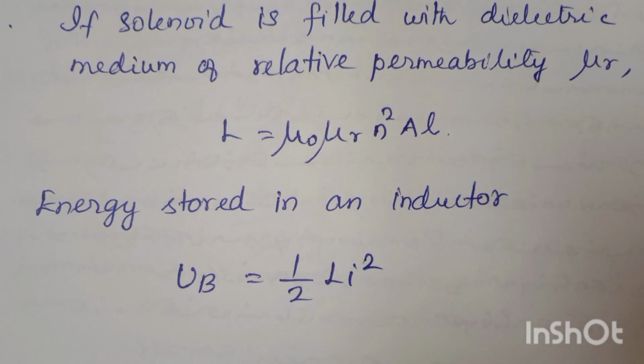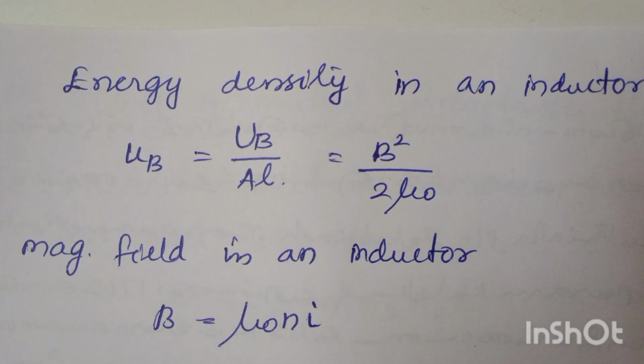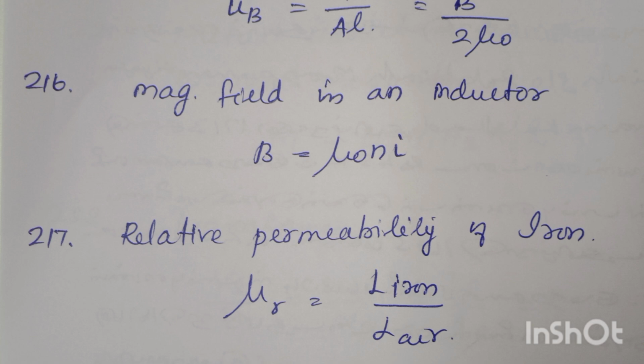Energy stored in an inductor UB is equal to half L i square. Energy density in an inductor uB is equal to UB by AL, which is equal to B square by 2 mu naught. So இந்த 3 formula இருக்கு energy density க்கு. Magnetic field in an inductor B is equal to mu naught N i. Relative permeability of iron mu R is equal to self inductance of iron by self inductance of air.